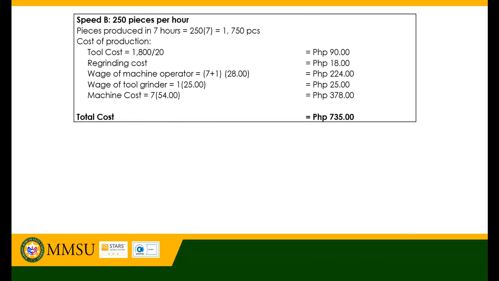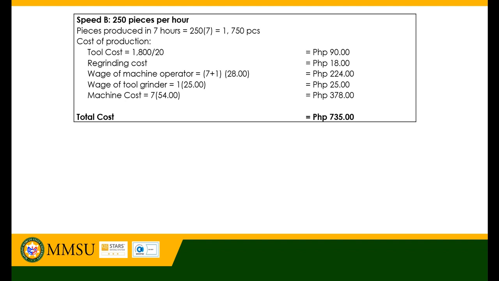And then next, same principle. This one is 250 pieces per hour. So for the pieces produced in 7 hours, we just multiply: 7 hours, 250 pieces per hour. So we have 1,750 pieces. For the cost of production, same as before: 1,800 divided by 20. So, 90 pesos.